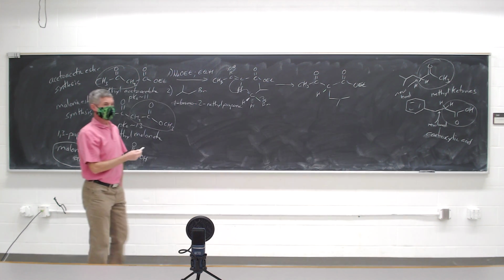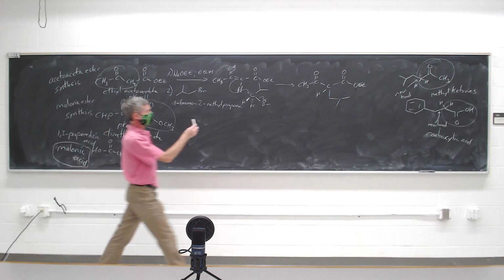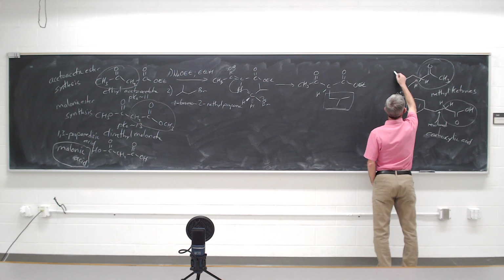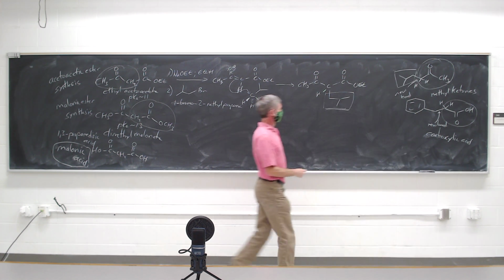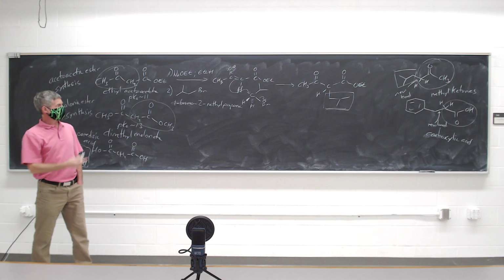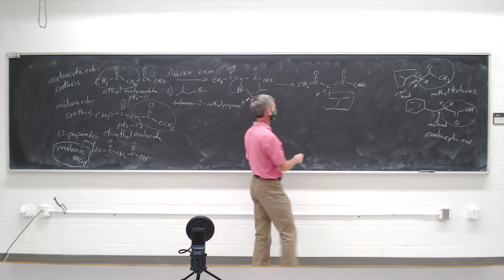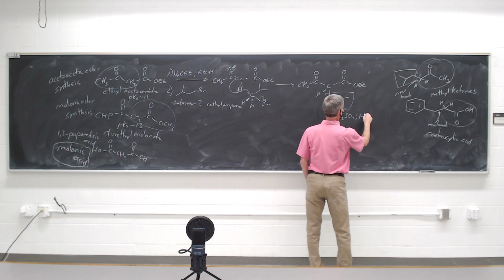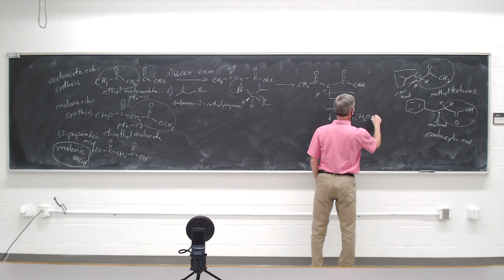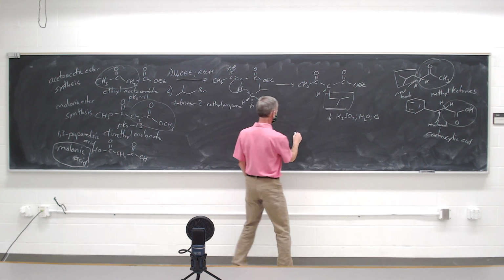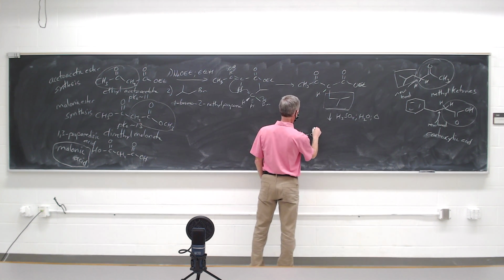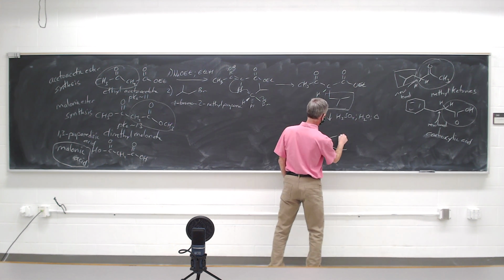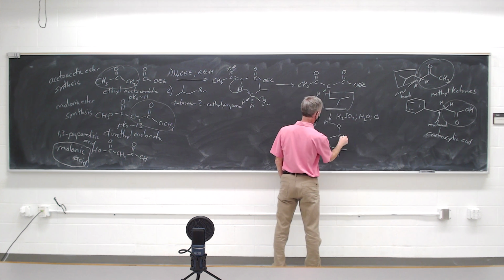Put my R group in. And this is my group that I was trying to add. Right there. And now hydrolyzing that ester with sulfuric acid and water and heat generates the beta-ketoacid.